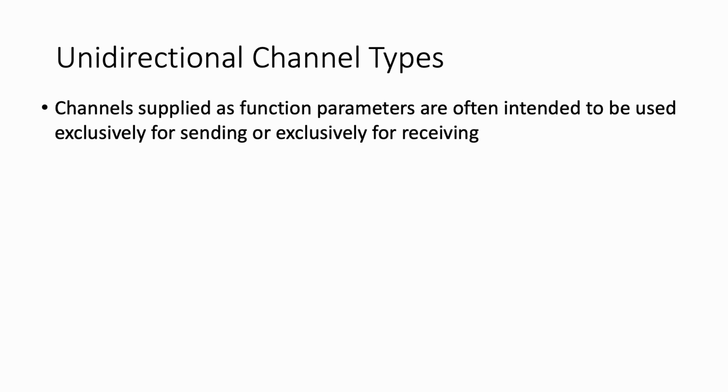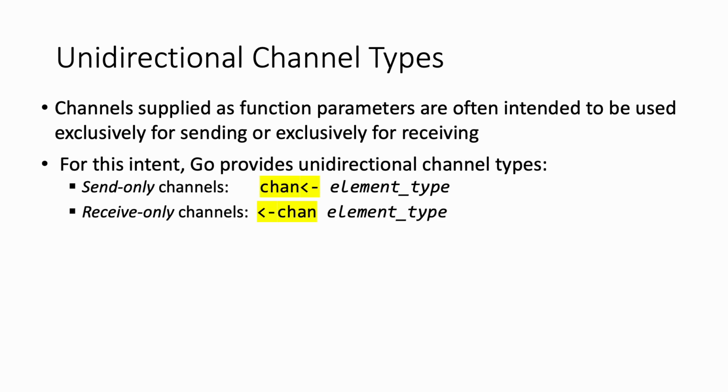In all examples of channels we have seen so far, you can both send and receive on the channel. But channels supplied as function parameters are often intended to be used exclusively for sending or exclusively for receiving. For example, the channel parameter in the Fibonacci function was only used for sending. To document this intent and prevent misuse, the Go type system provides unidirectional channel types.